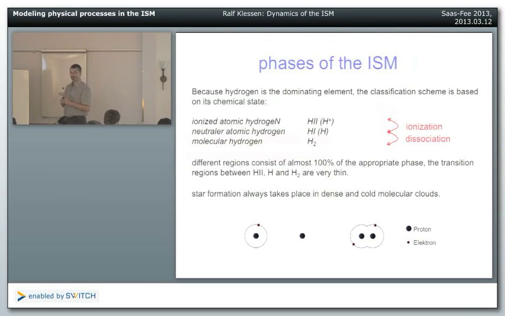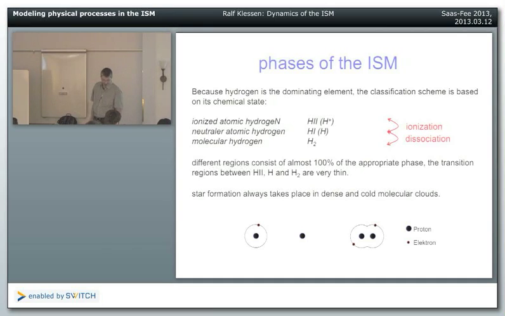We hence put the ISM into three categories depending on the chemical state the hydrogen is in. It can be ionized. This is then called an H II region, which comes from the spectroscopic classification, so it's H+ if you're a chemist. It can be neutral, H I. Or it can be molecular hydrogen, H2.